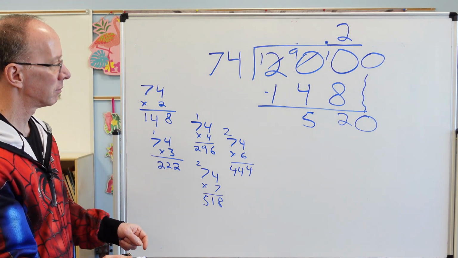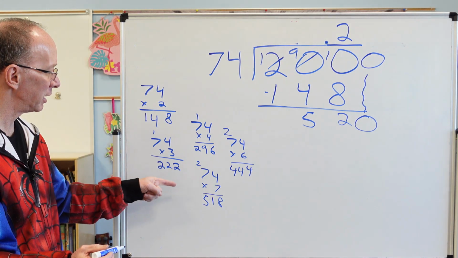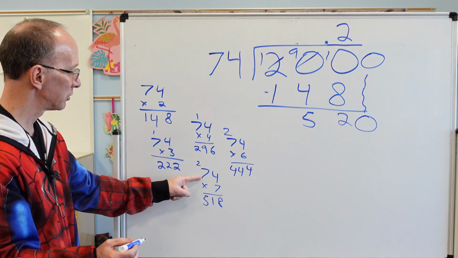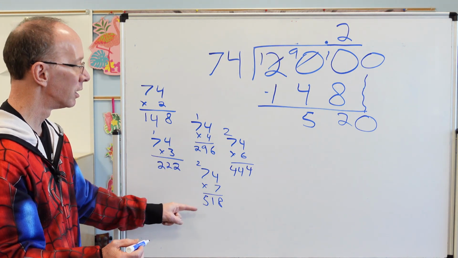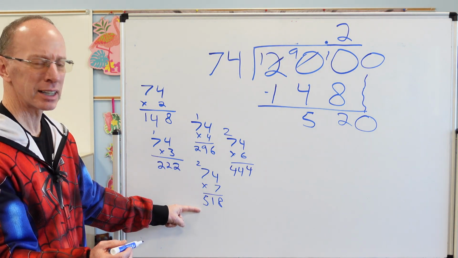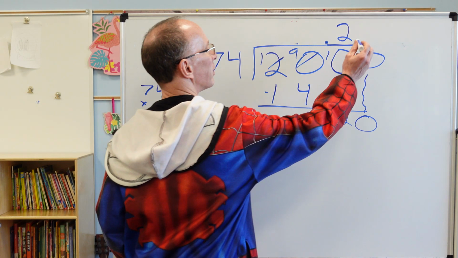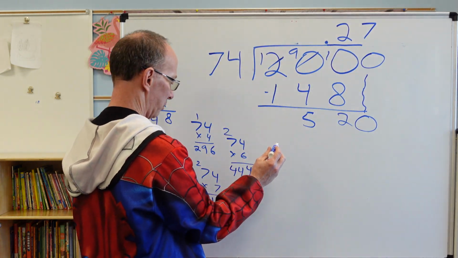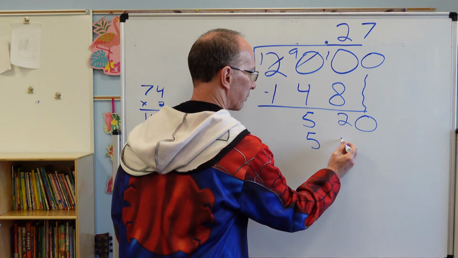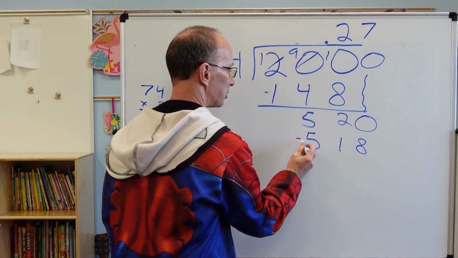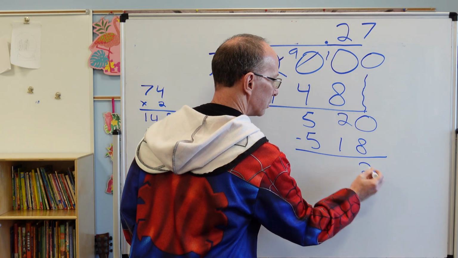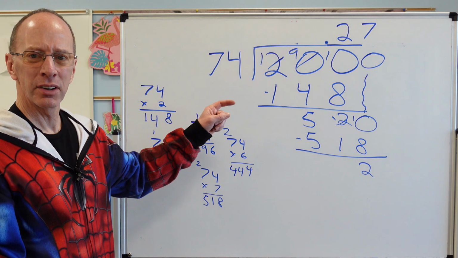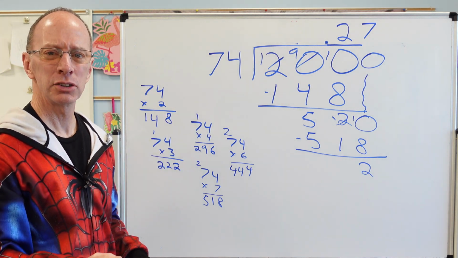Wow. I think that might be the answer right there. Let's see if I did that right. 7 times 4 is 28. 7 times 7 is 49, 50, 51. 518. That kind of looks about right. So I'm going to put the 7 right here. 7 times 74 would be 518. Subtract it with 2 left over. All right. The answer right here is 0.27.